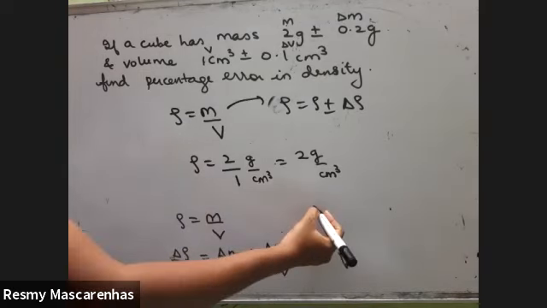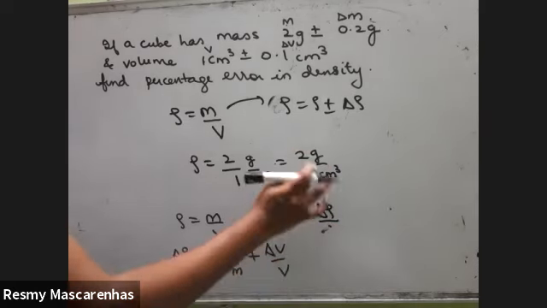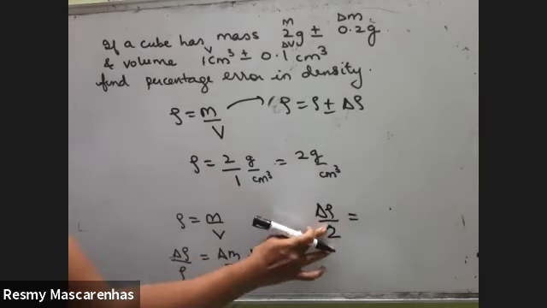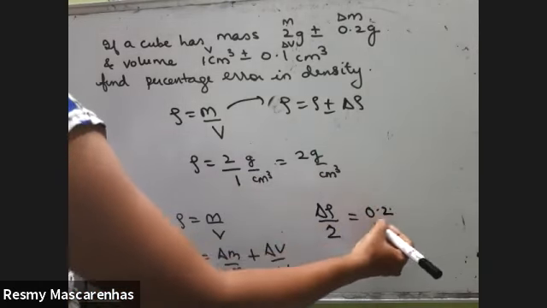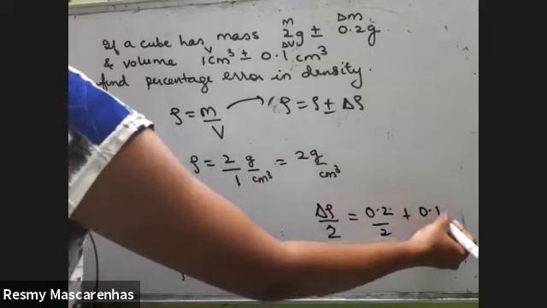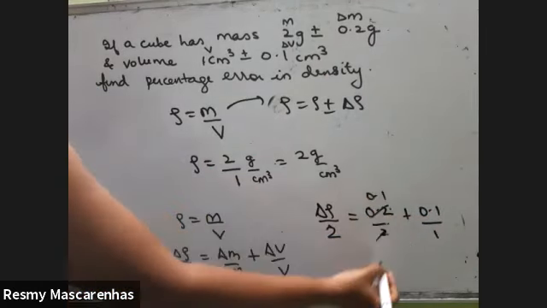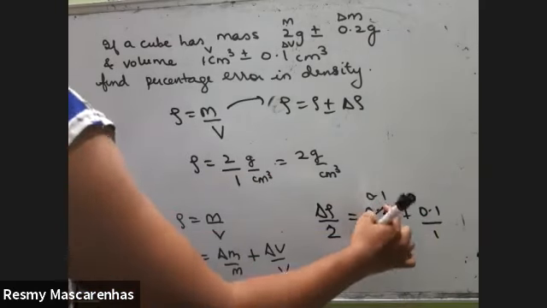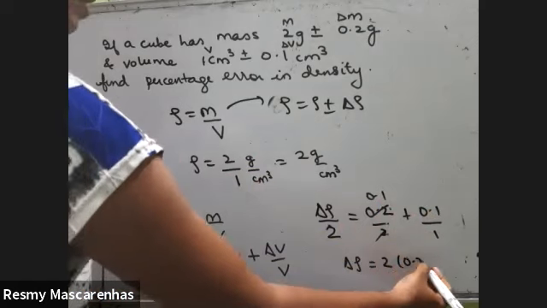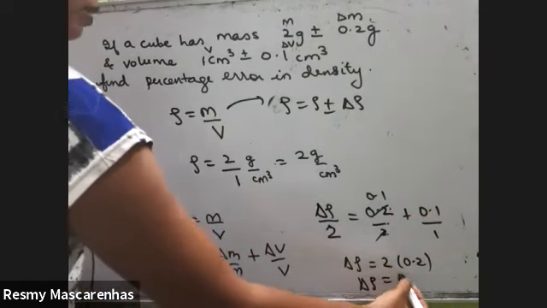This delta rho, you have to find. Rho is given to you as 2. This will be delta M 0.2 upon 2, 0.1 upon 1. So this anyways will cancel. So 2 will go up and 0.1 plus 0.1 will give me 0.2. So delta rho will give me 0.4.